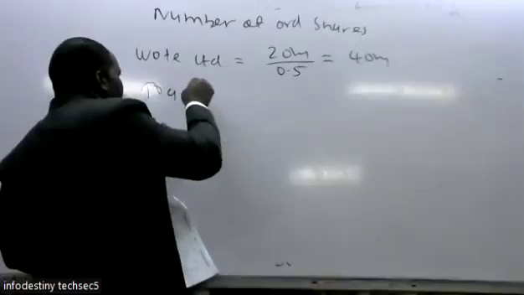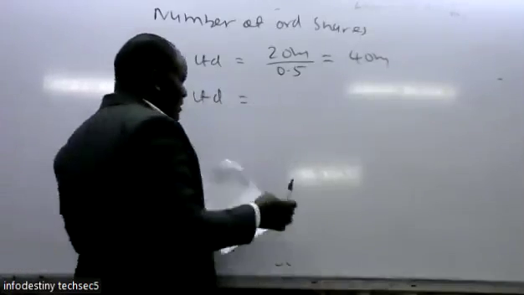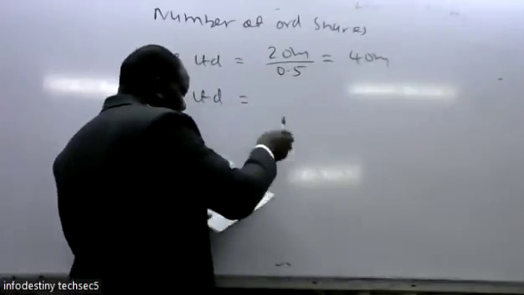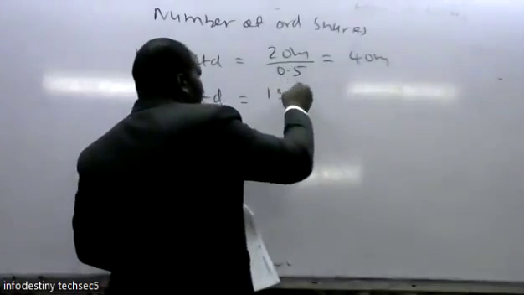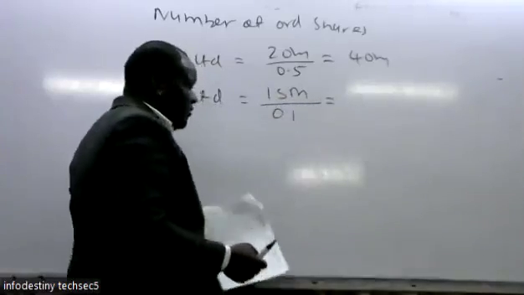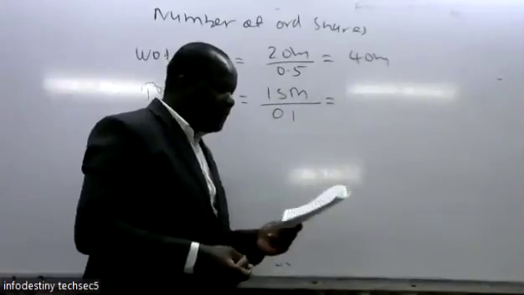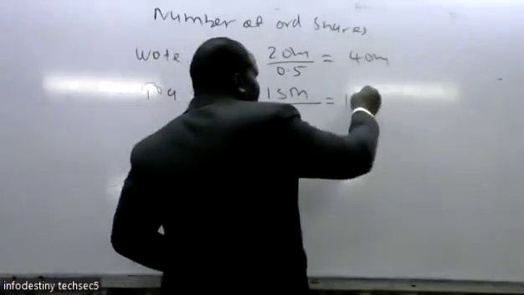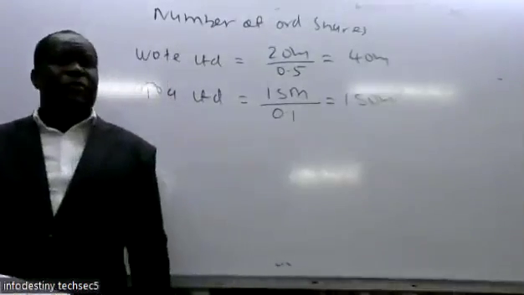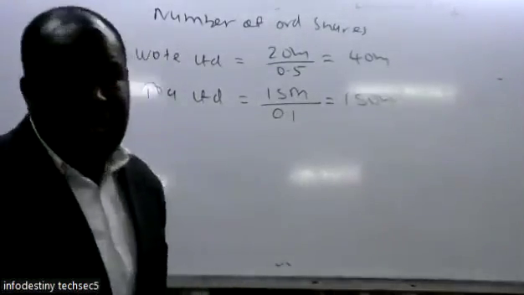Then you also compute for Toa Limited. Toa Limited has 15 millions. We also divide by the par value, 0.1. That gives us 150 millions. Then apart from that, we also need the earning per share.